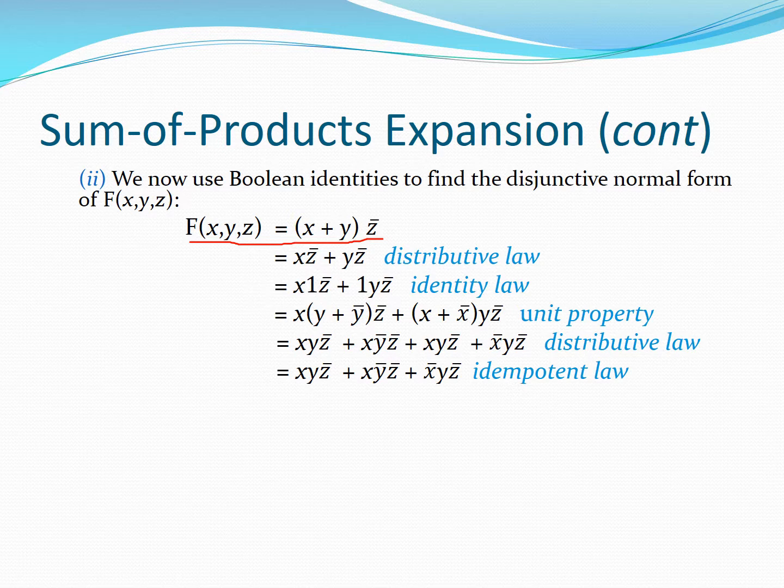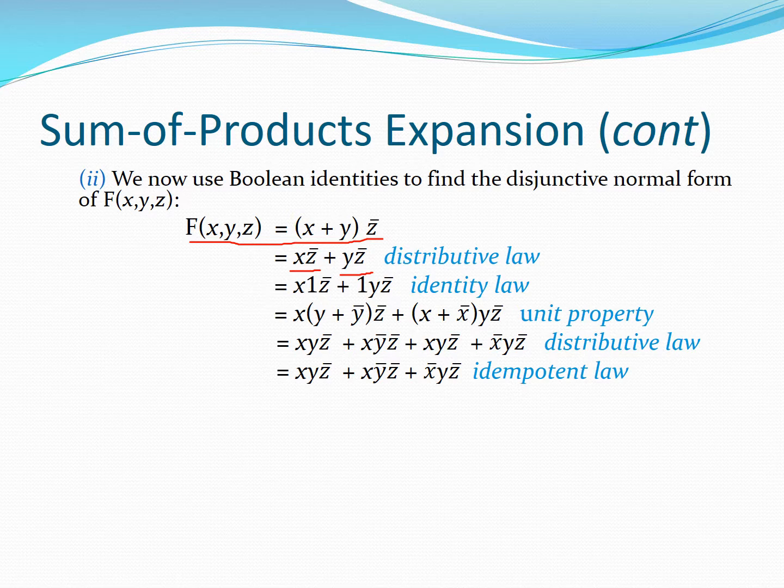So let's say first you have the function, that is x plus y times z bar. So you're going to open up the function until you basically have sum of products. You have the literals in the form of sum of products. So you have x times z bar plus y times z bar by opening up the brackets, right, and using your distributive law.